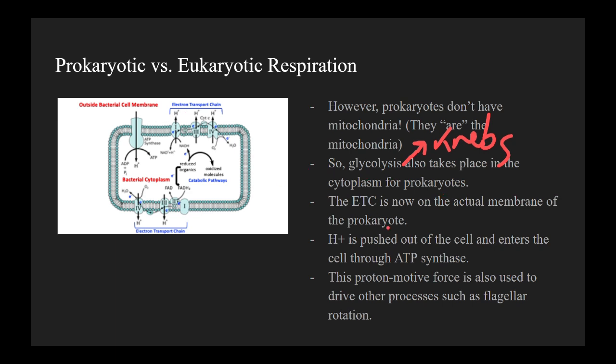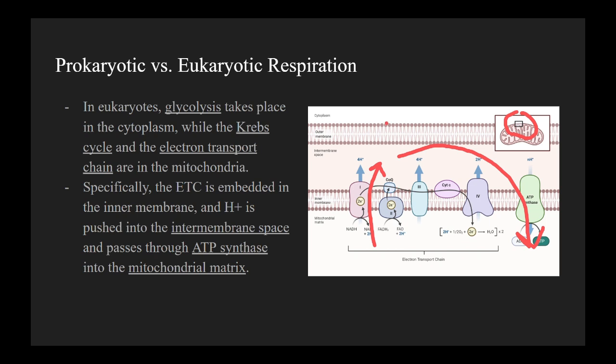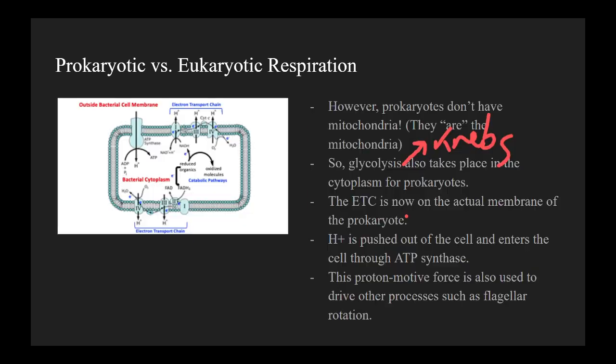And now the electron transport chain is actually going to be localized on the membrane itself of the bacterium, which makes sense because, of course, the mitochondria was a bacterium and it has the ETC on its membrane. So the bacteria should have the ETC on its actual membrane as well. And here, it's kind of the same logic, right? The H+ is going to get pushed outside of the cell, and then it can enter back in through this ATP synthase complex and then generate ATP.